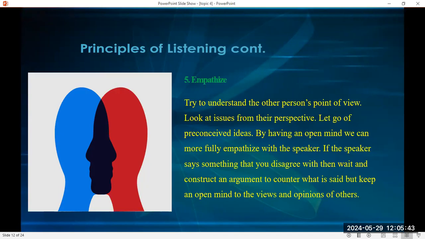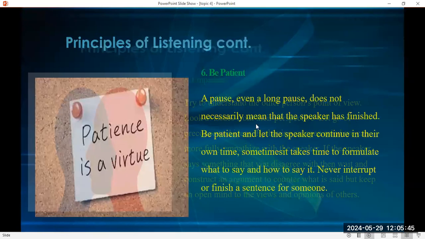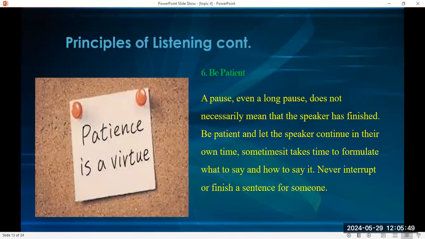The next point, be patient. Patience is a virtue. A pause, even a long pause, does not necessarily mean that the speaker has finished. People who are very quick to speak. For example, I usually put a long pause. I'm speaking. When I put a long pause, you might mistake that I am done speaking.